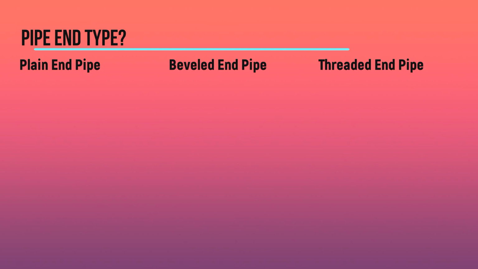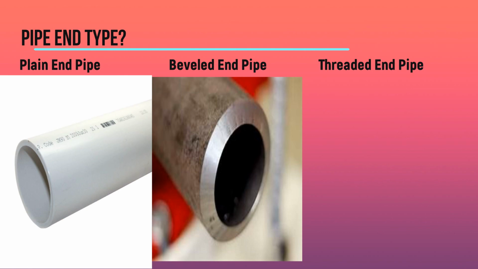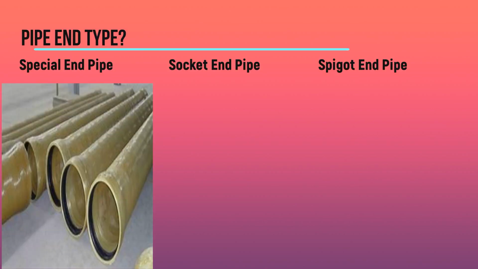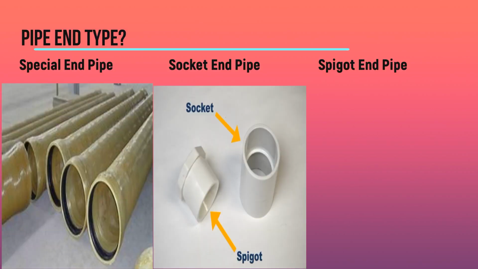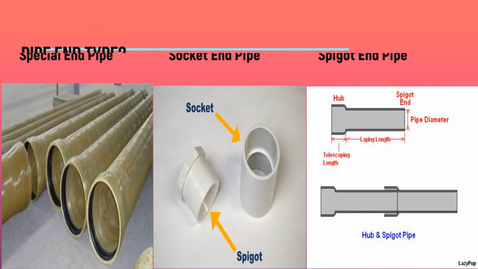There are different pipe end types. Like when we manufacture pipe from different processes, the end of the pipe could be a plain end, as you can see in the picture, and then there could be a bevel end as shown in the picture as well, and then there could be a threaded end pipe. Special pipe end types, there are further two types, socket end type and spigot end pipe. Socket end can be available in metallic pipes and non-metallic pipes both, while the spigot end is only available in GRE and RTP pipes.